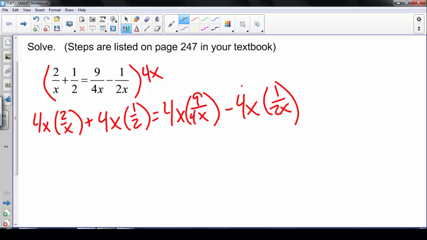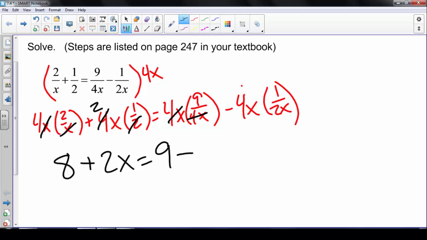Now notice this x and this x will cancel. We're left with 8. This 4 becomes a 2 when it cancels with that 2. We're left with 2x. The 4x's completely cancel in this case. And in this last one, the x's go and the 2 becomes a 1, 4 becomes a 2.